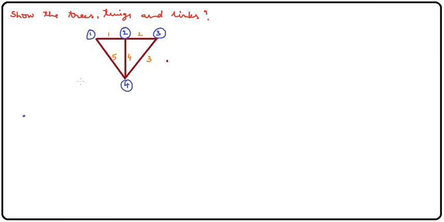This is the graph given to us. There are 4 nodes, 1, 2, 3, 4 and 5 branches, 1, 2, 3, 4 and 5. So this is 1 and this is 2 and this is 3. This is 4. 1, 2, 3 and 4.